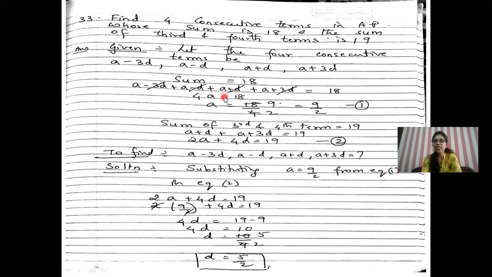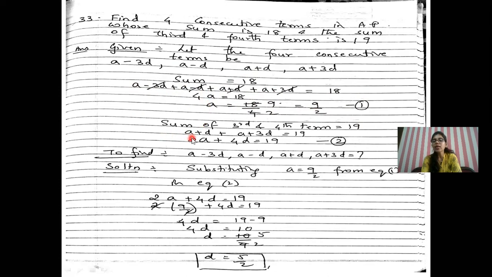Minus d and plus d gets cancelled. So you are going to add this 4a. So a plus a plus a plus a means there are 4 a's. So it becomes 4a is equal to 18. 18 upon 4. When you divide 18 by 4, you get the value as 9 upon 2. So that you are going to write as equation 1 because that's the value for a.